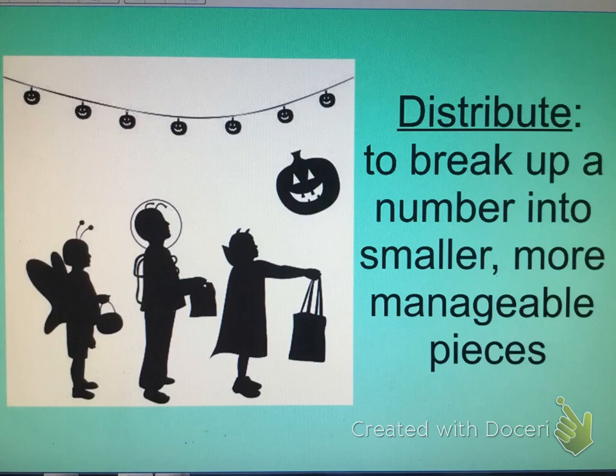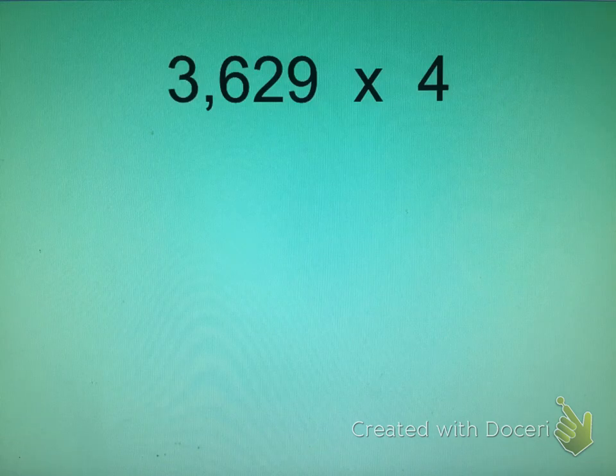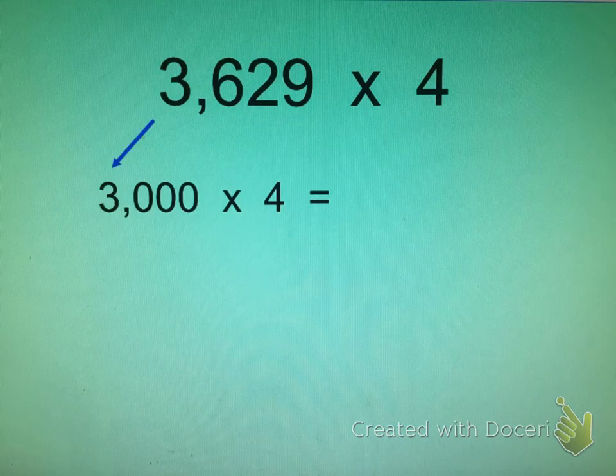Well, let's look at this problem. 3,629 times 4. Now, that's certainly not a math fact that we can memorize, but we can distribute it and turn it into 4 very simple multiplication problems. Since we have such a thorough understanding of place value now, we know that the digit 3 is in the thousands place. So we can begin by multiplying 3,000 times 4.